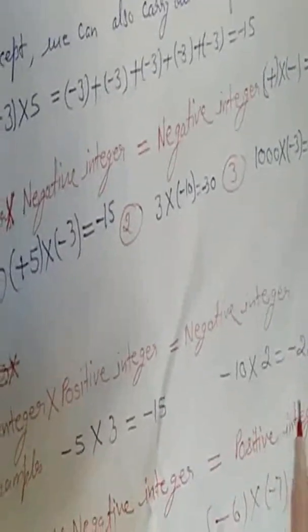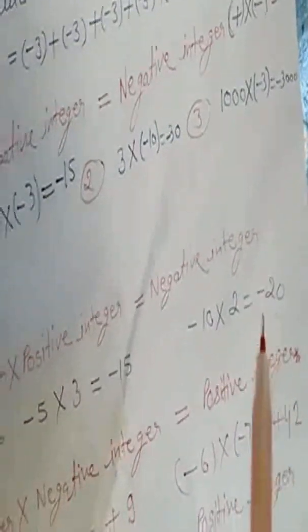Now, negative integers into positive integers is equal to negative integers. So, minus 5 into 3: 3 5s are 15, so minus 15. And minus 10 into 2: 10 2s are 20. So, minus 20.